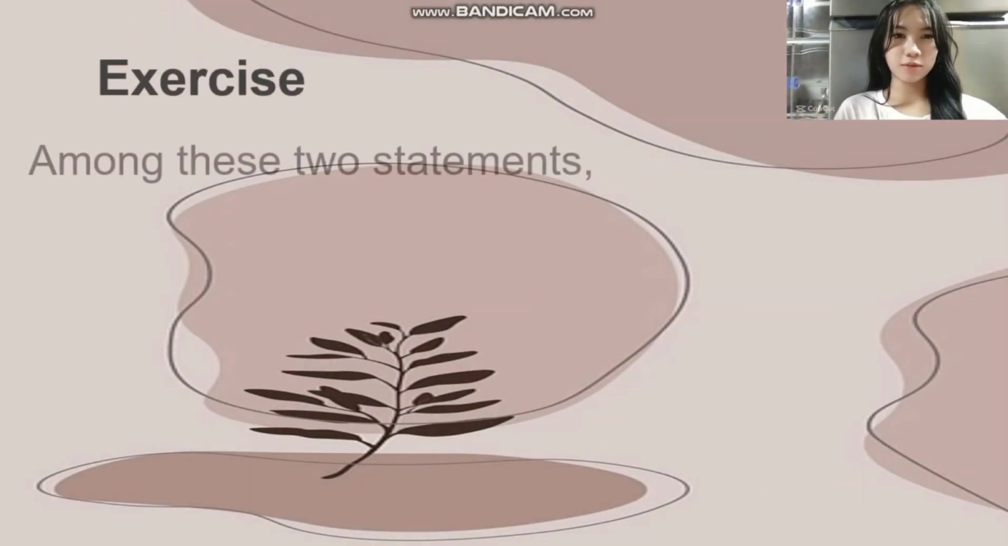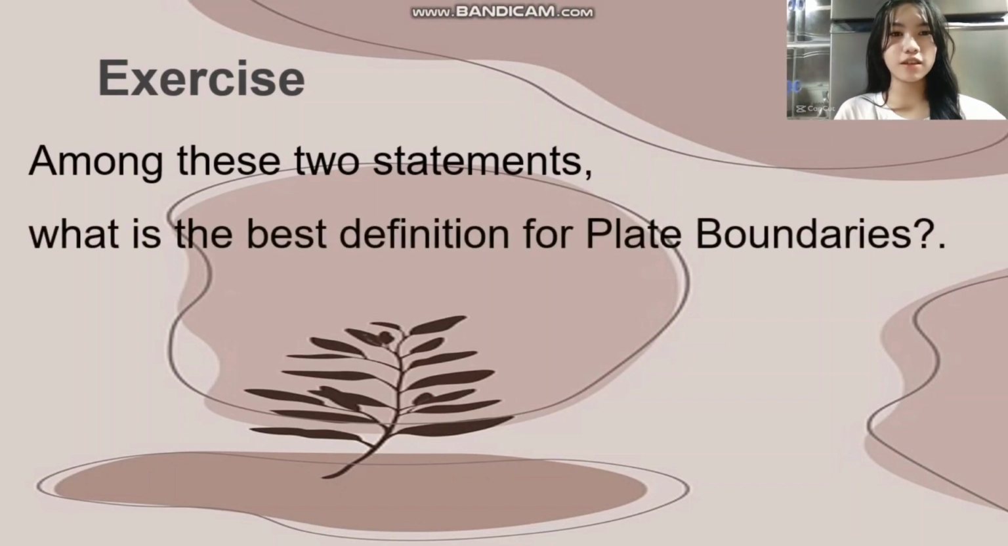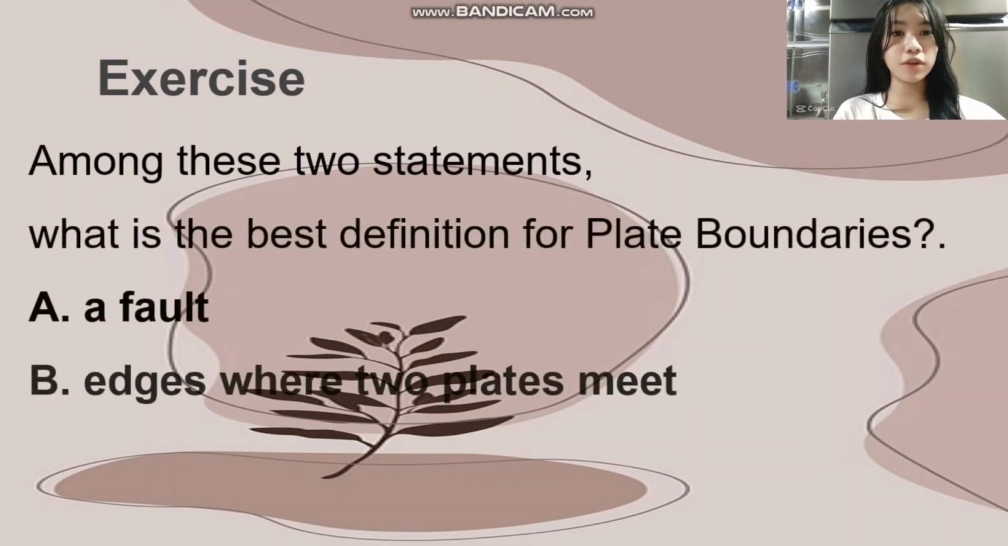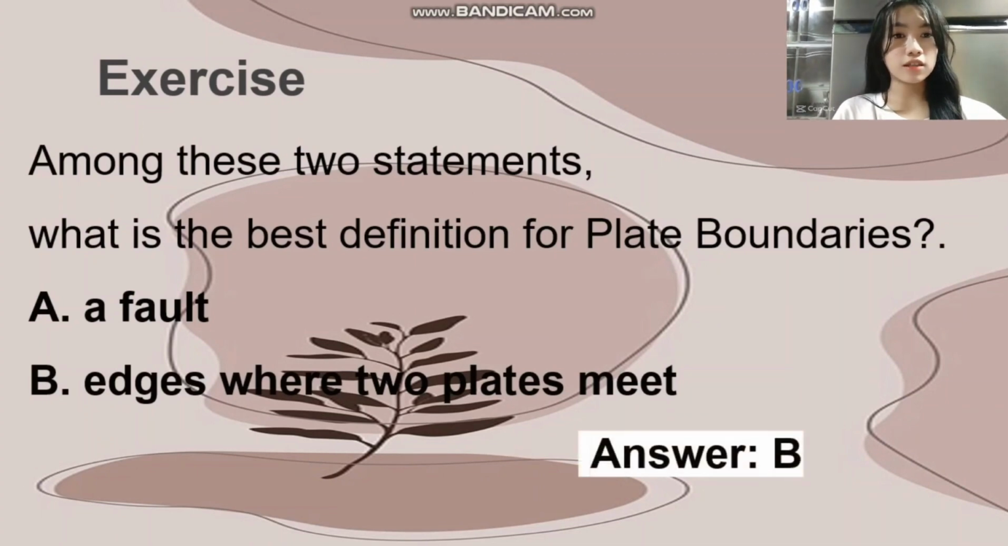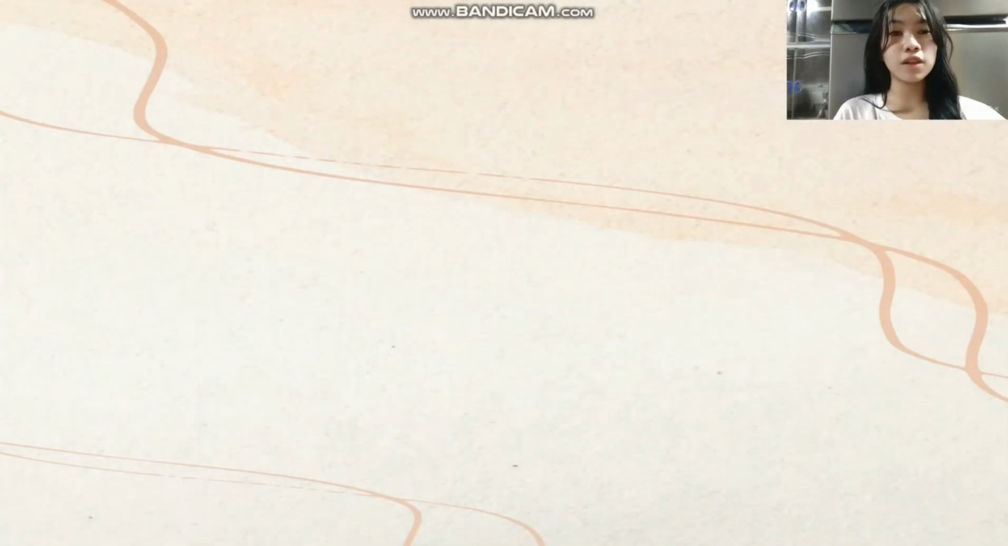On these two statements, what is the best definition for plate boundaries? A. A fault, or B. Edges where two plates meet? The answer is B. The edges where two plates meet.